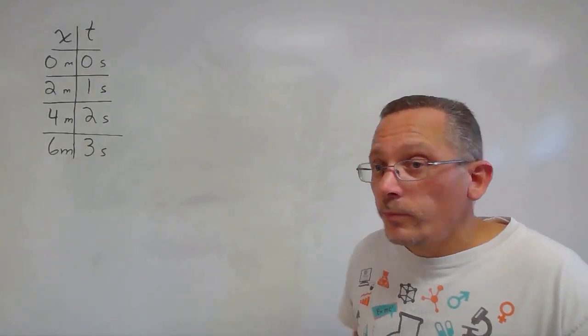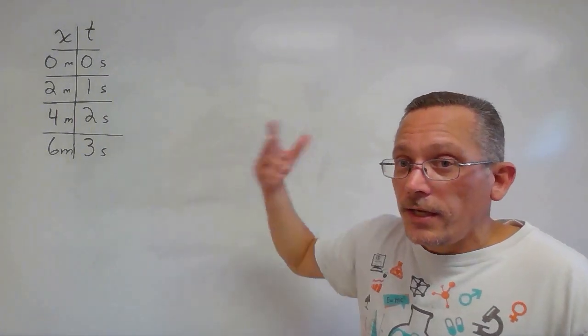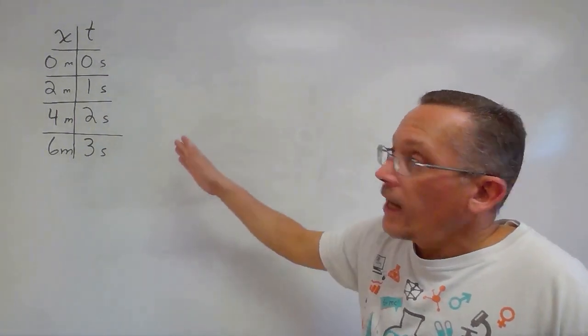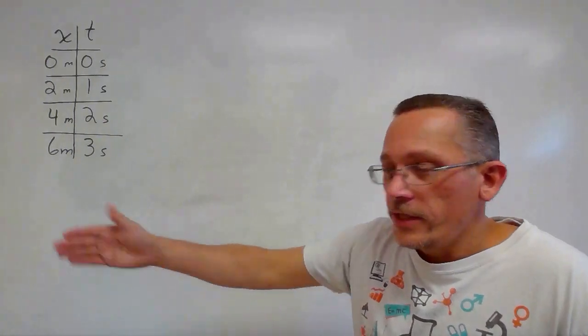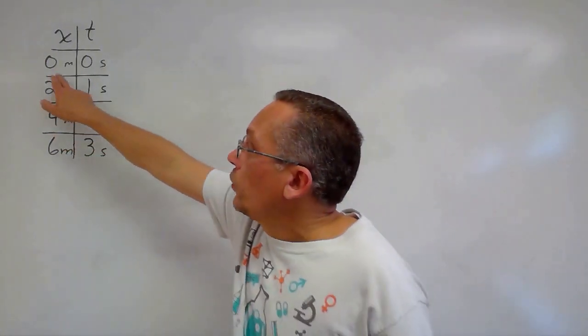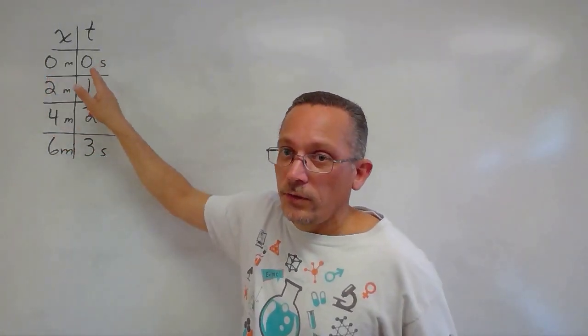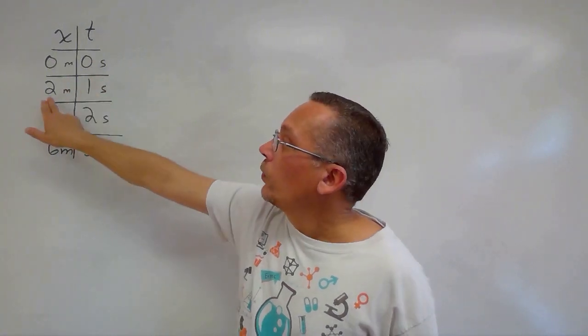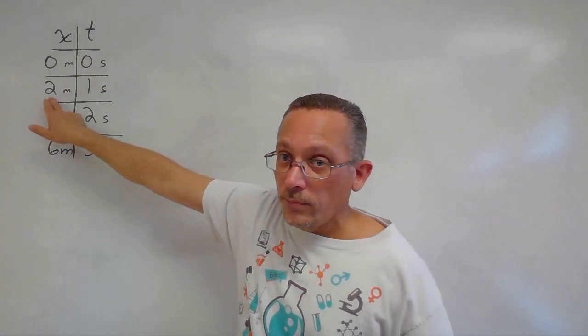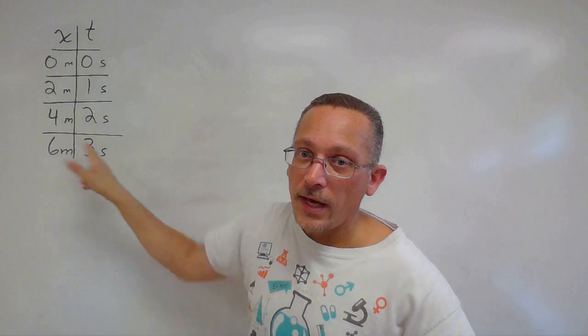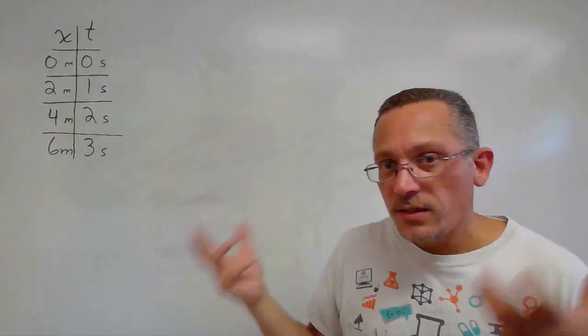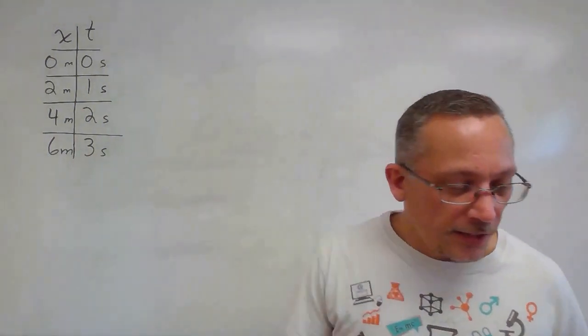Okay, so now for my rolling ball, I've made a little chart here that tells me the position and the time of the ball at various spots, right? So when the ball was at position 0, 0 seconds had gone by. When the ball was at position 2 meters, 1 second had gone by, and so forth, right? So this is the same ball we were just talking about in the picture that I had drawn.